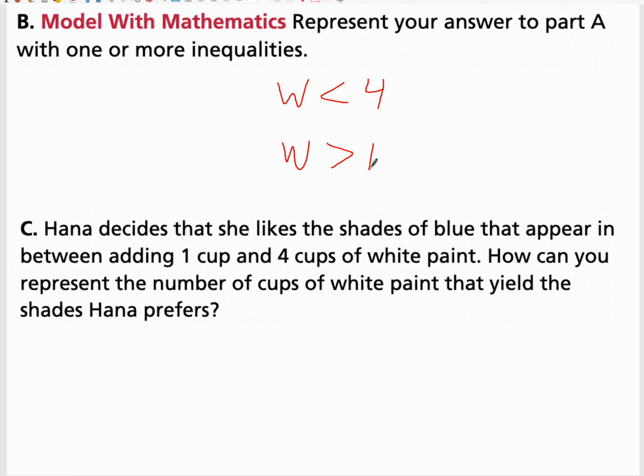Rudy. Okay, I don't think this is right, but I'm just venturing a guess. Is it 1 cup at like less than 4 cups? 1 is less than 4, but we're not relating 1 and 4. We're relating 1 and what? W. 1 and W. So 1 is less than W, and W is less than 4. Okay? So you were on the right track.